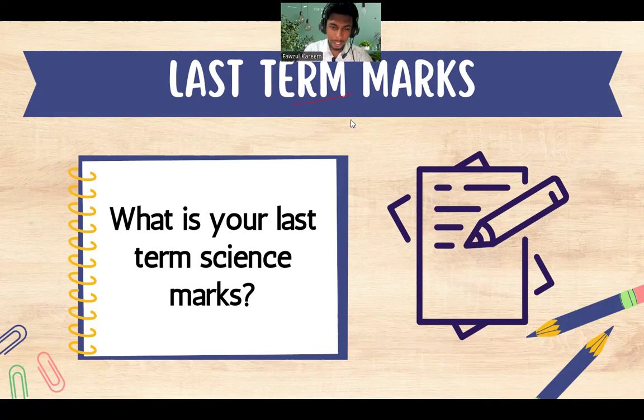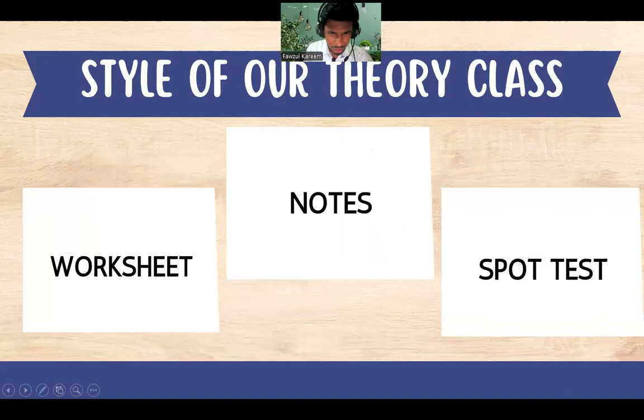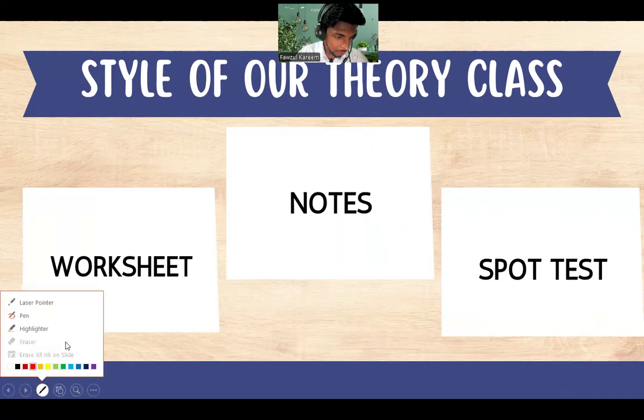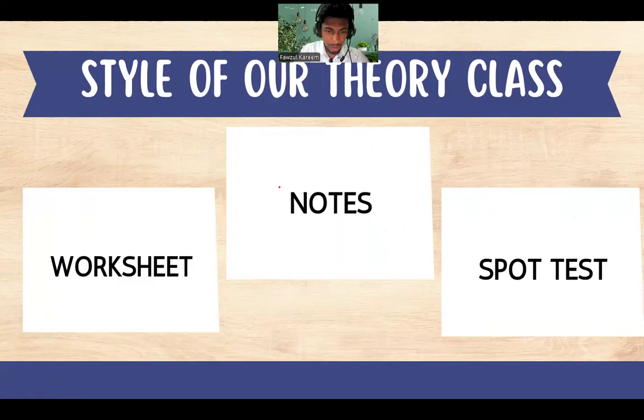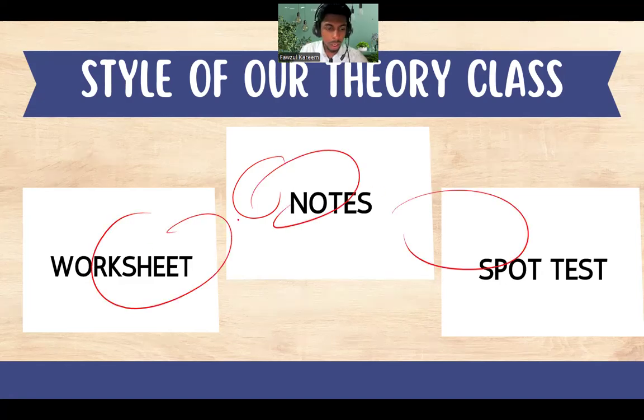Okay. And right, this is the structure of the theory class. Here in our theory class, we have three things that we note: a worksheet, the notes and the slides. Before the lesson starts, I have uploaded the worksheets and the notes and the spot test. Worksheet means you may have received the worksheet I have uploaded in the group, and I have given the notes and all.